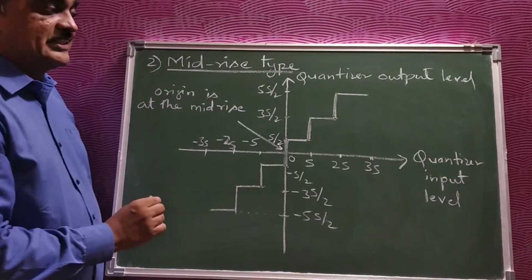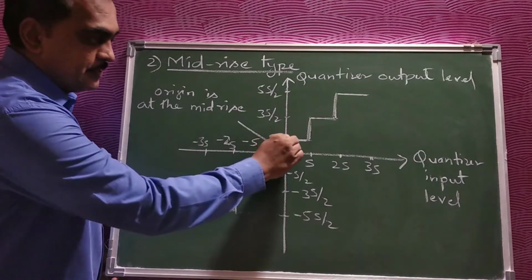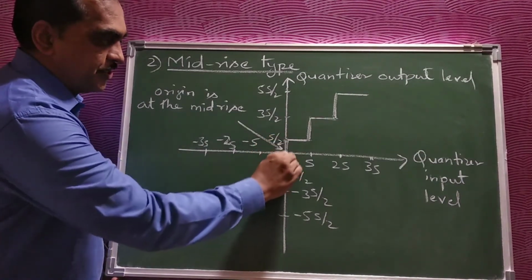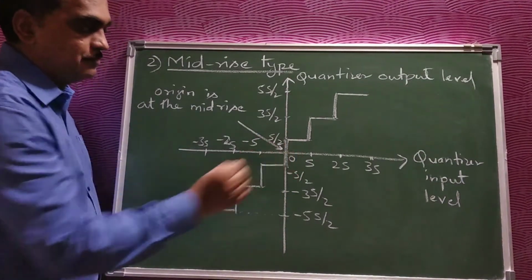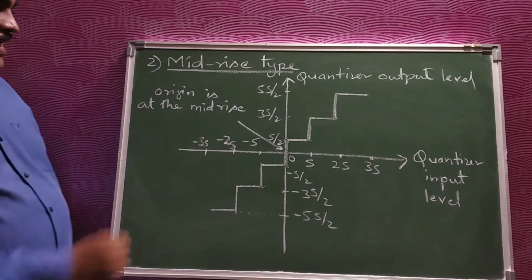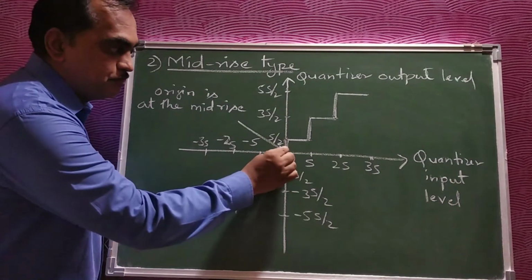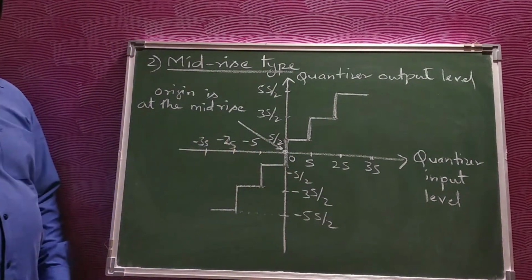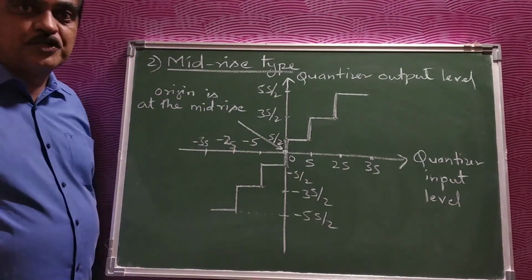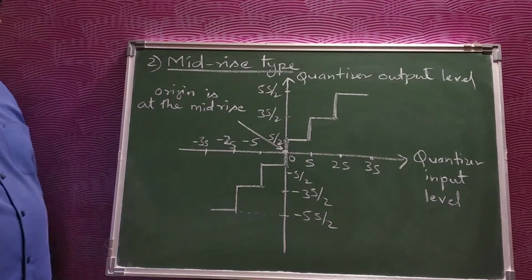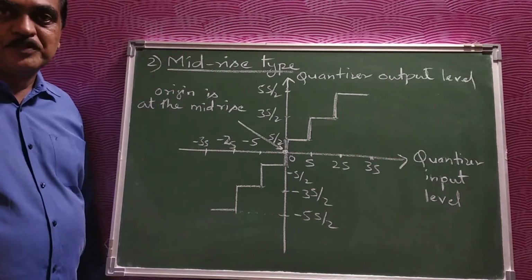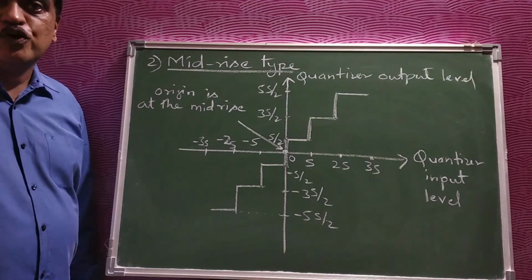Okay. If you see the center point, the 0 point, there is a rising part and the center of the rising part is 0. So it is called origin at the mid-rise. At the mid rising point, the origin is there. And that is why this type of quantization is called mid-rise type quantization. So this is the second type of uniform quantization.